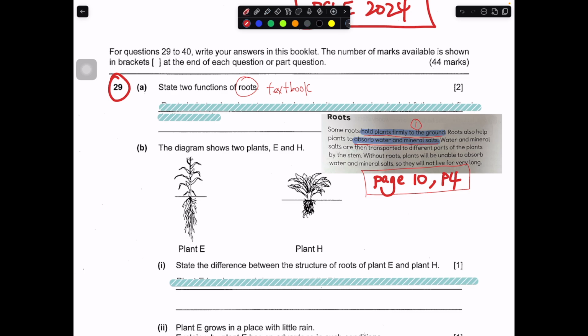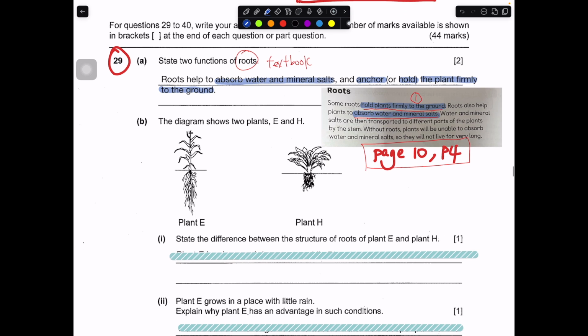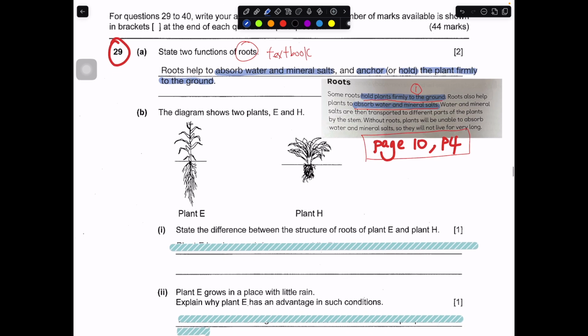Some schools may ask you to use the word anchor, so you may write it in this way. Roots help to absorb water and mineral salts. You can even add from the ground. Anchor or hold the plant firmly to the ground. Both are acceptable, so just choose one of the verbs to use. Now we go on to part B.